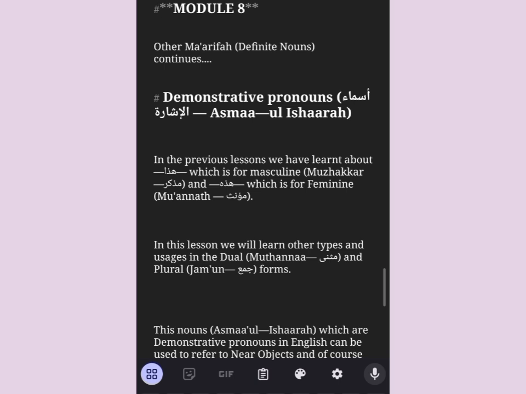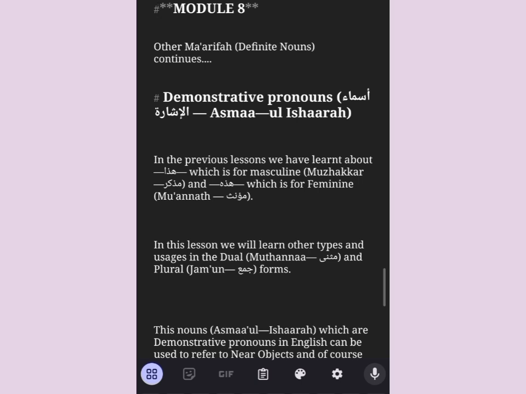In this lesson, this is module 8 of lesson 7, we're going to be looking at Asma'ul Ishara, demonstrative pronouns. What are demonstrative pronouns in Arabic? Basically, demonstrative pronouns, we have them in English: these, that, those. So we have something like that too in Arabic.